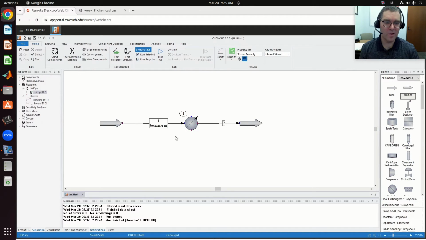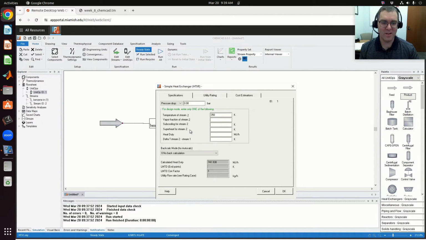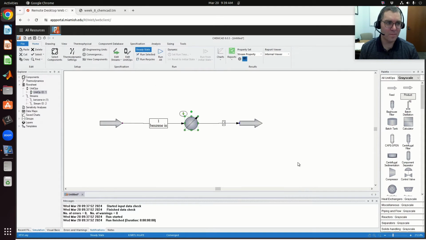And so what we're going to try and do, rather than just have this calculated duty, is play around with using water as our utility, or steam in this case. And so I'm going to feed in steam.